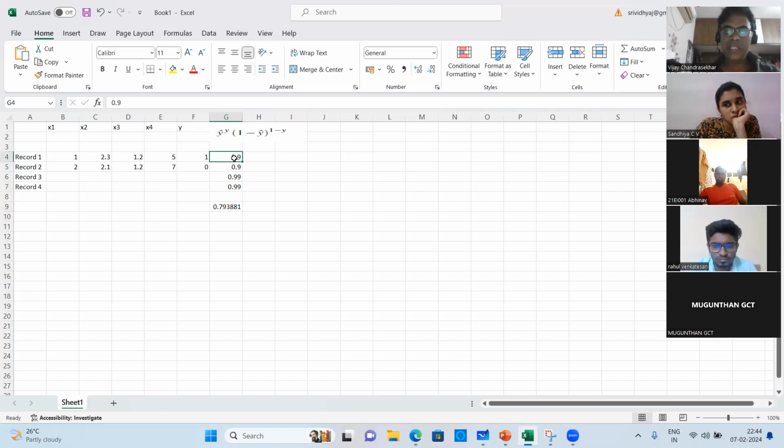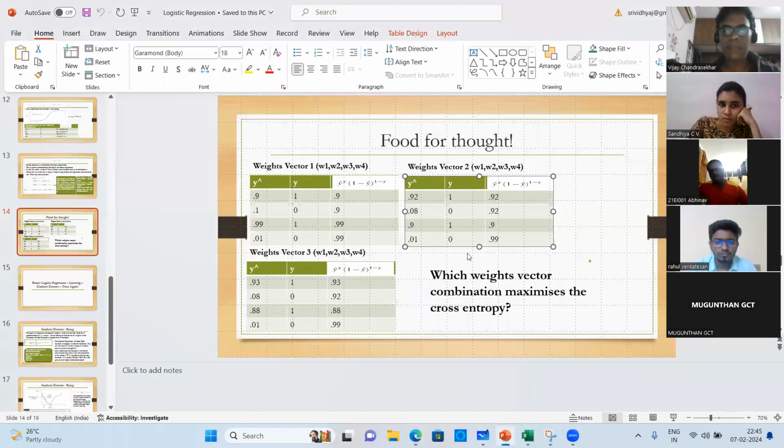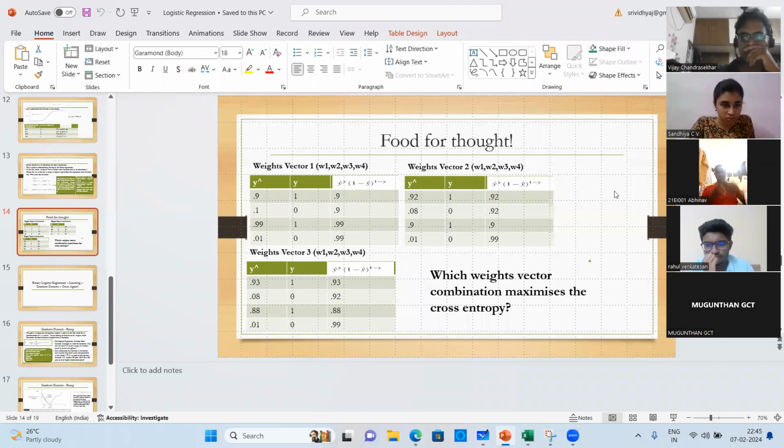Because this probability is independent of this probability, which is independent of this probability, which is independent of this probability. Since they're independent, the probability of this occurring and this occurring and this occurring and this occurring is the product of all 4. Now, can somebody do this for the other set? Do you have Excel? Plug the numbers.